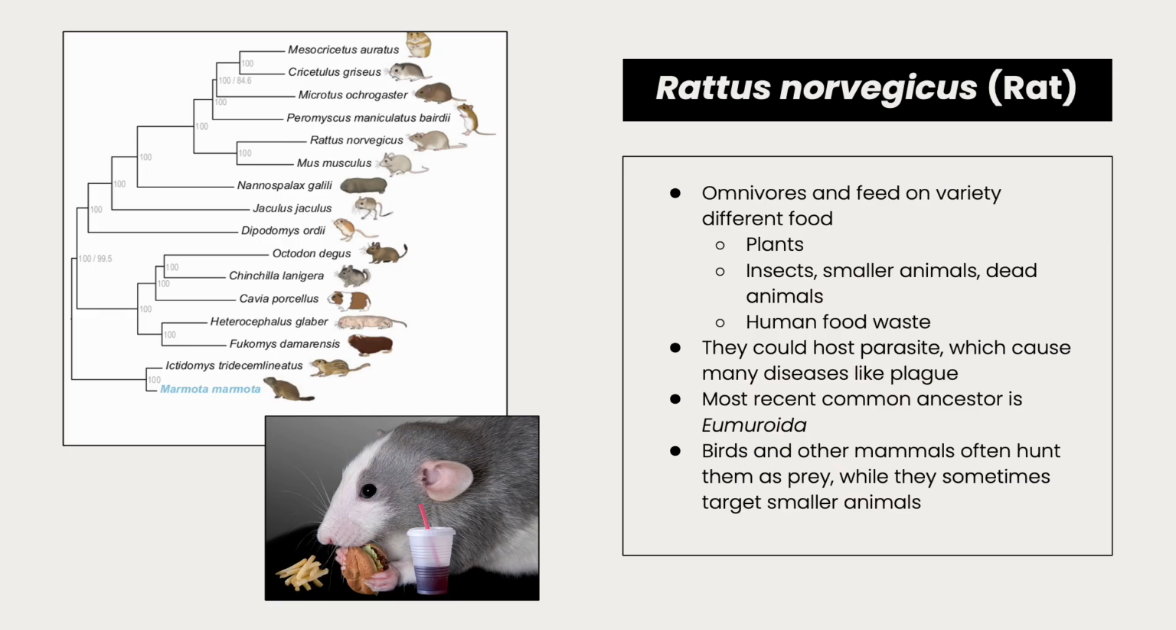We're looking at the biotic factors of the rat. They are omnivores, which means they eat both plants and animal organs. They could host parasites, which cause many diseases like plague. Its most recent common ancestor is Eumuroida, and birds and other mammals often hunt rats as prey, while rats will hunt smaller animals as their prey. So it can be both predator and prey in the same ecosystem.